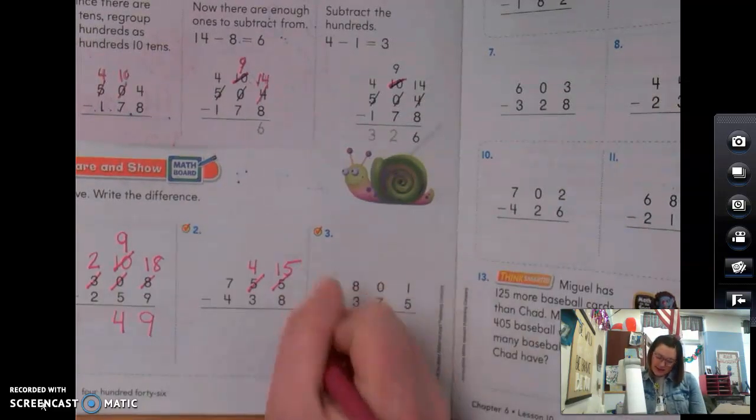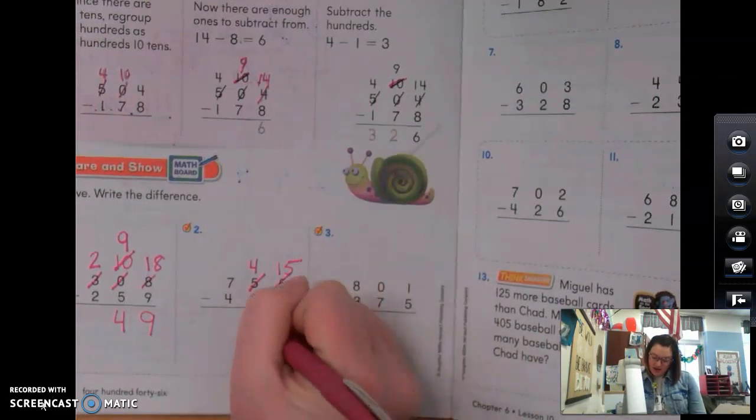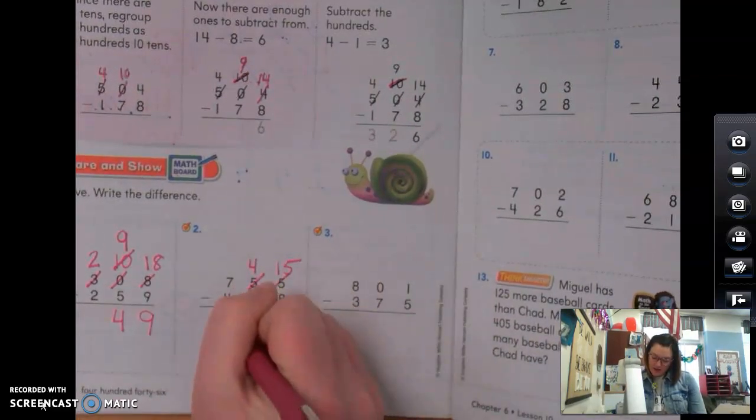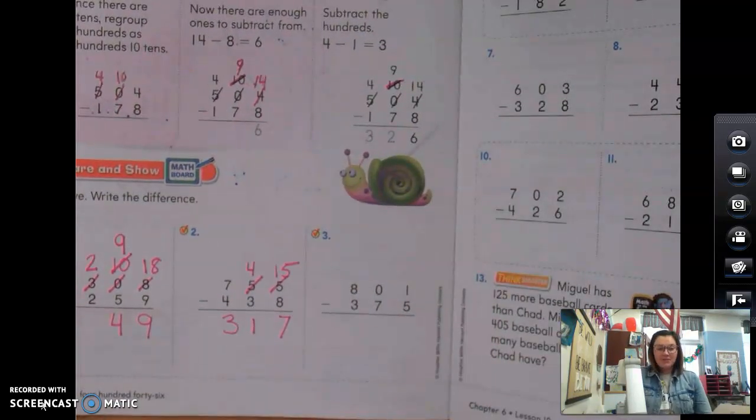All right, 15 minus 8, I hope you got 7. 4 minus 3 is 1, and 7 minus 4 is 3. 317 is the answer there.